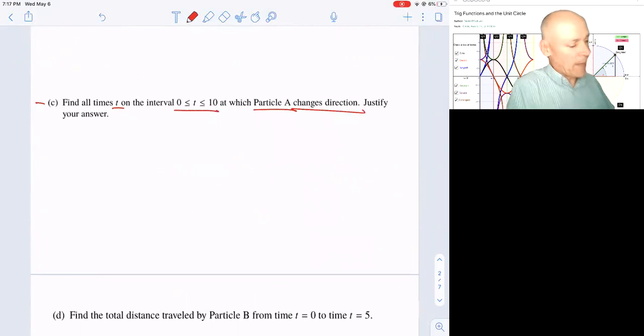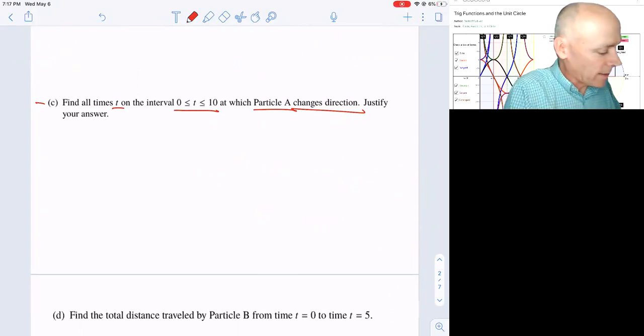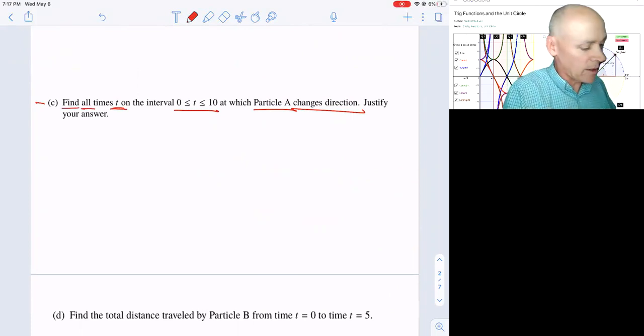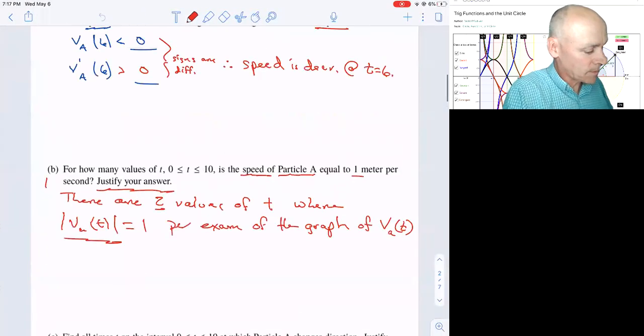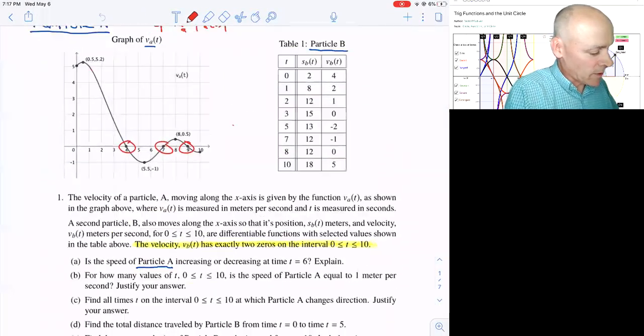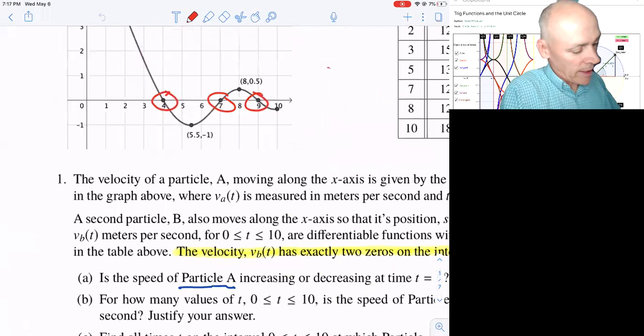And I don't have to say at what t values they occur. Nope, I lied. It does say find all times t on the interval at which the particle changes direction. So I need to list those out. That looks like it's at 4, 7, and 9.